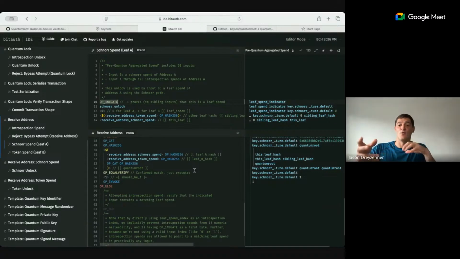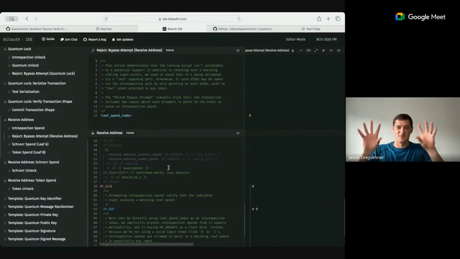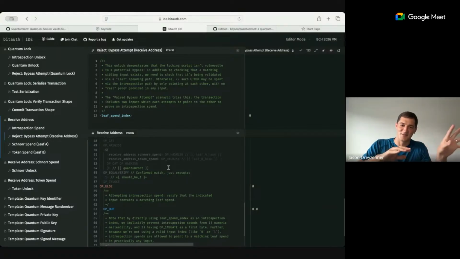Now we'll go to the bypass attempt, just so you have a sense of one thing that is not immediately obvious, but then seems like a deal breaker: you could put 2 inputs together in a transaction that use this system and have them look at each other and both decide that the other one has the proof. And that is not possible because of an explicit check.